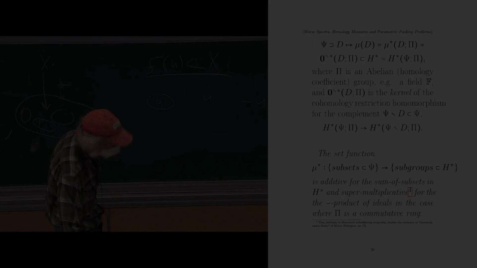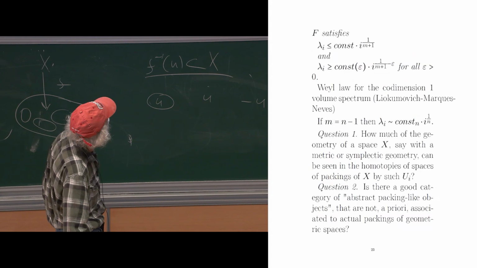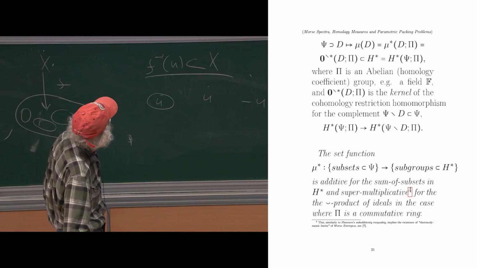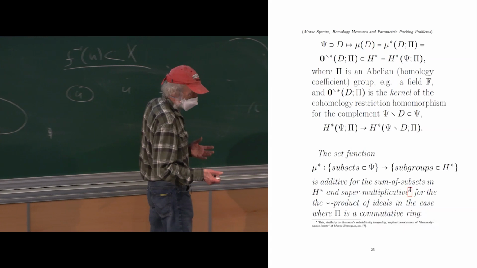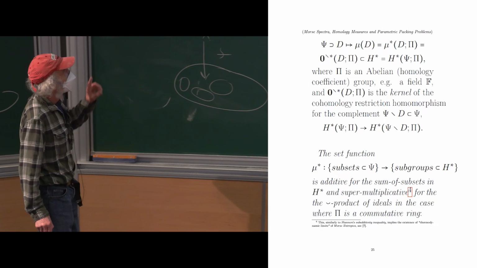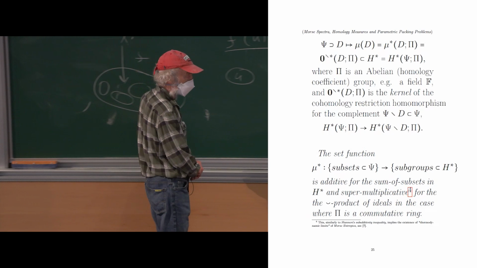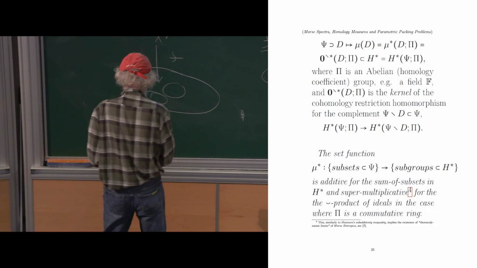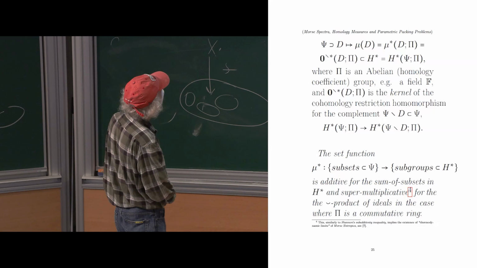It's not like elementary, of course, linear algebra. You have two disjoint sets, and then the subspace just adds up as linear subspaces. And the extra bonus is that it's also well behaved with respect to cup product. It's subadditive. And so this is a kind of structure. And the question, which I don't quite know, is what you can do with that.